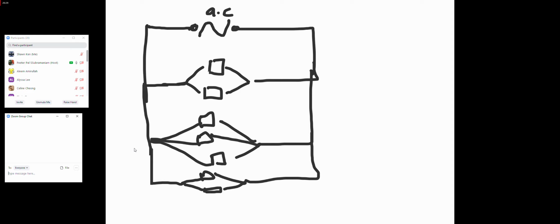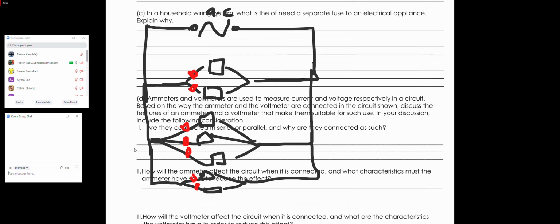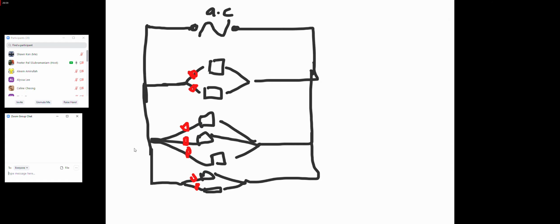Now at each component here, we can place a separate fuse, and they can be handled by a separate switch also. Each one will have a separate fuse and separate switch. Why is it so? Because the question asks, in a household wiring system, why is there a need of a separate fuse for electrical appliances? Write down there. A fuse. What is the job of a fuse first of all? This is how we draw a fuse.